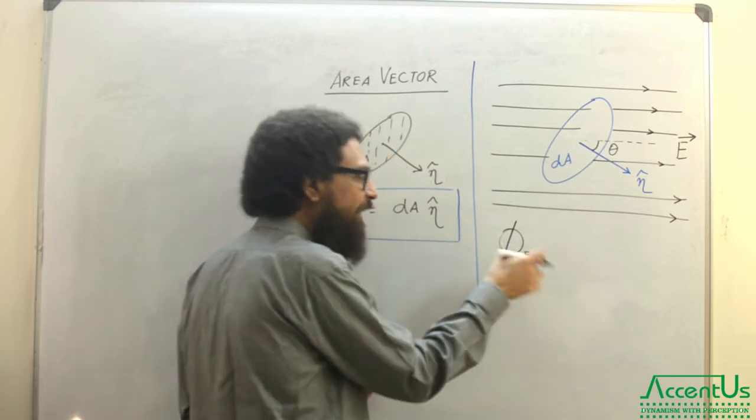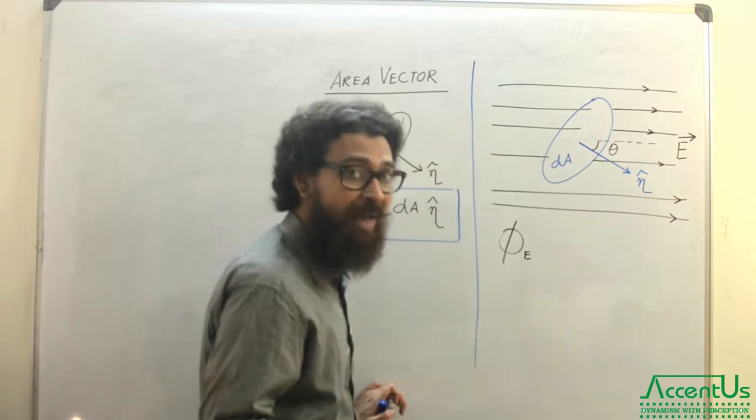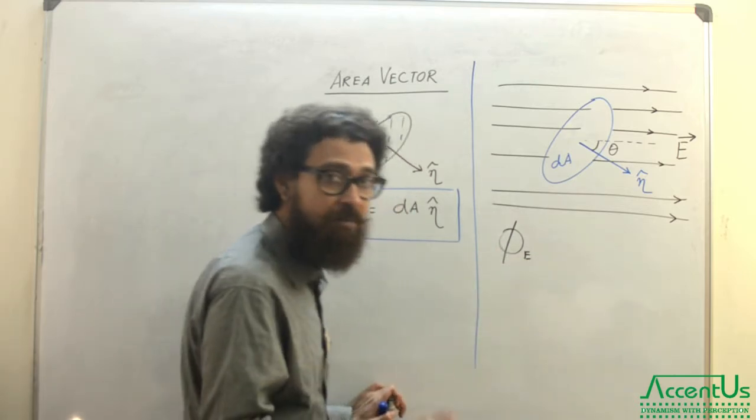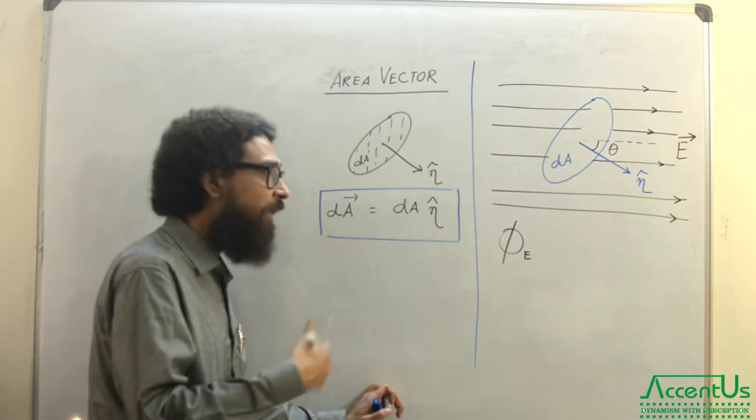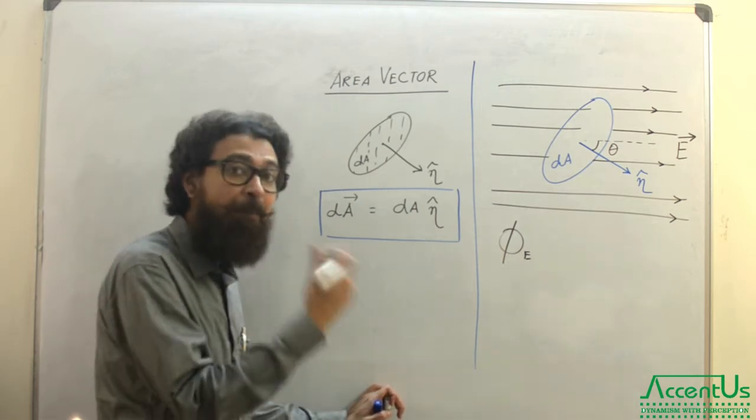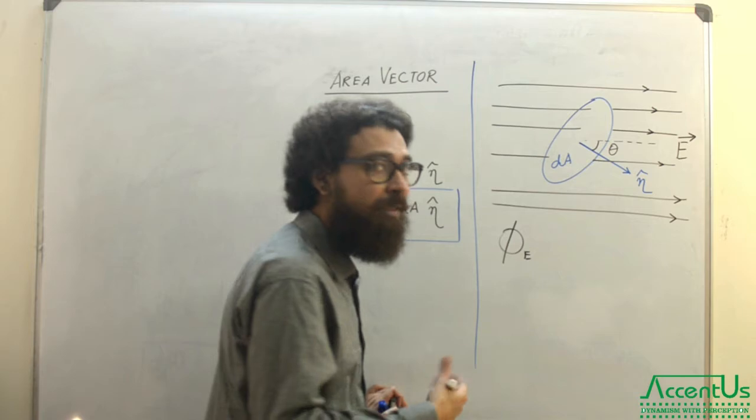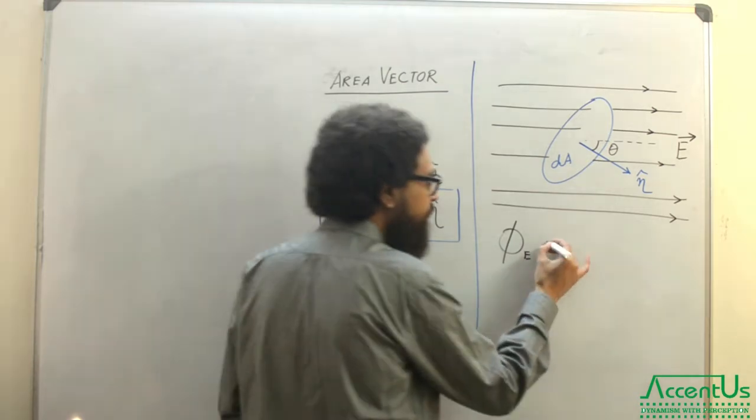We write phi E. We can also have magnetic flux. When we do electromagnetism or magnetism, we'll do this magnetic flux, that is similar, but that time we'll write phi B. B represents the magnetic induction.